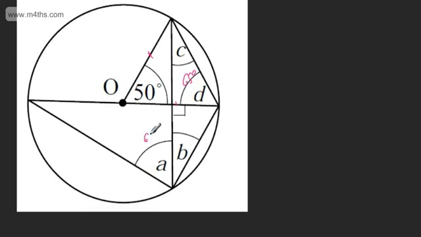So this one's 65. Angles in a semicircle equal 90, so this one is going to have to be equal to 25. What we've got now is C is going to be equal to B. What we've got is the following. If we consider now that this is 25, C is also going to be 25.